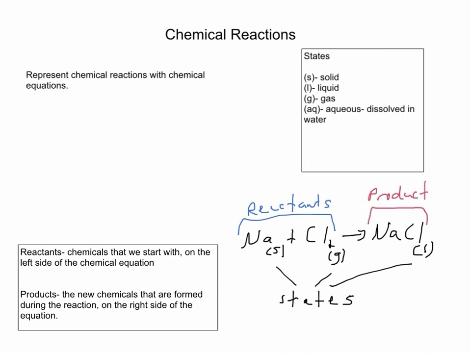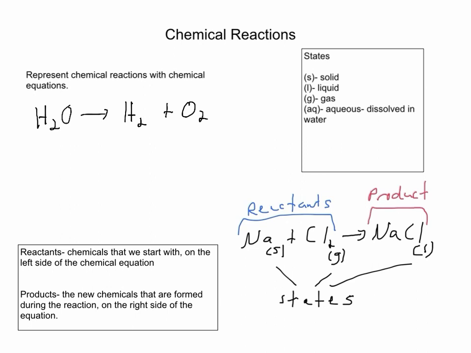One other thing that I'd like to point out with chemical reactions is it doesn't just have to be two reactants coming to one product. It can be all sorts of combinations. We could have, let's say, water. And under some circumstances, we can actually split water into hydrogen plus oxygen.